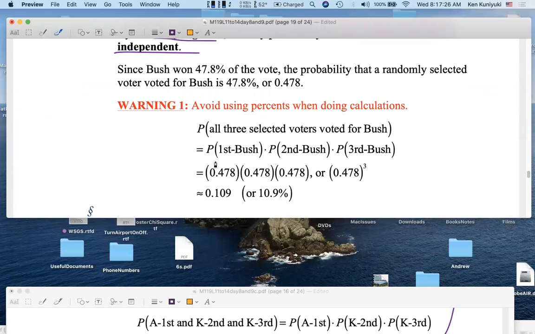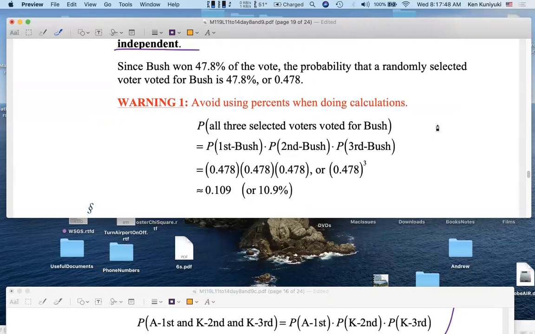It's the probability the first voter voted for Bush times the probability the second voted for Bush times the probability the third voted for Bush. Each of these probabilities is about 0.478, or 0.478 cubed. That turns out to be about 0.109, or 10.9%.